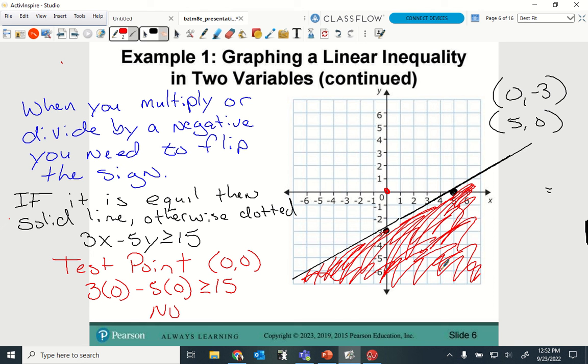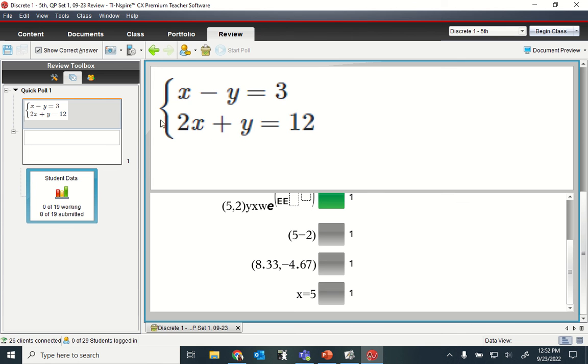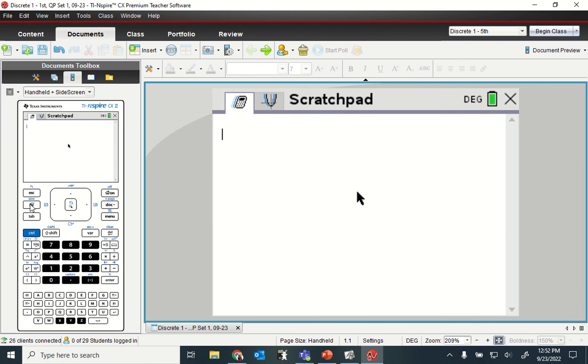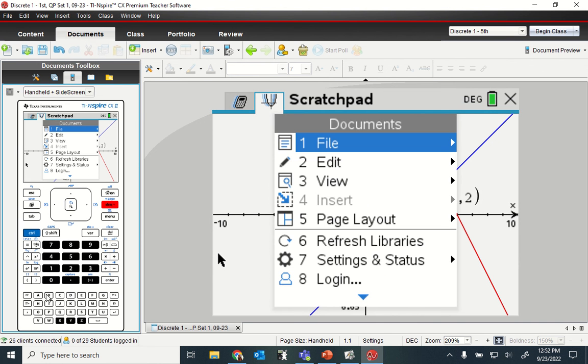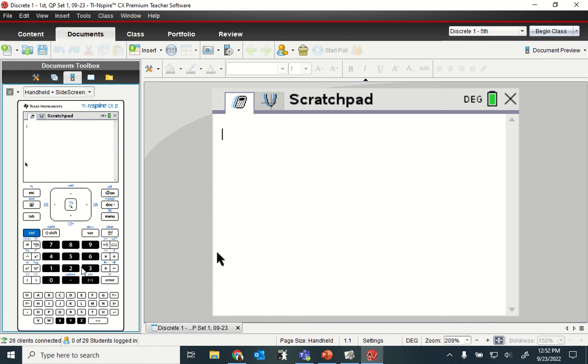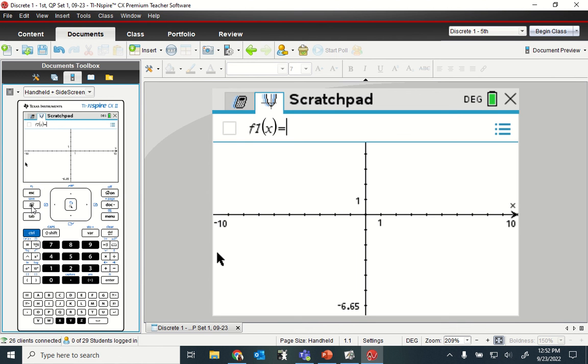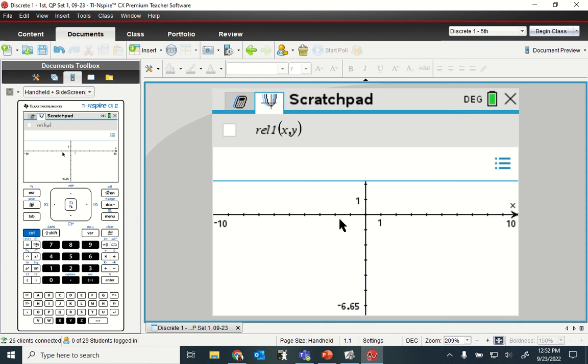All right? Now, we're going to do this in the calculator. And so again, calculator steps, same thing that we've been doing. So this is going to be another relation. So I'm going to go to my scratch pad, and let's go ahead and start a new one here. So I'm going to go doc B to clear it off so I can start new. Scratch pad. And do I want a function? I don't want a function. So let's change it to a relation. And just enter it as is.